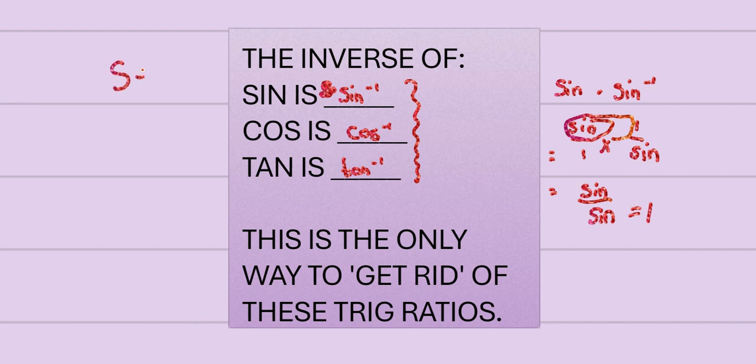If you have sec, cosec, or cot, you need to first write them in terms of the ratios that you know, because there is no sec negative 1, cosec negative 1, or cot negative 1. You must use sine, cos, and tan only. Okay, so let's get into the examples.